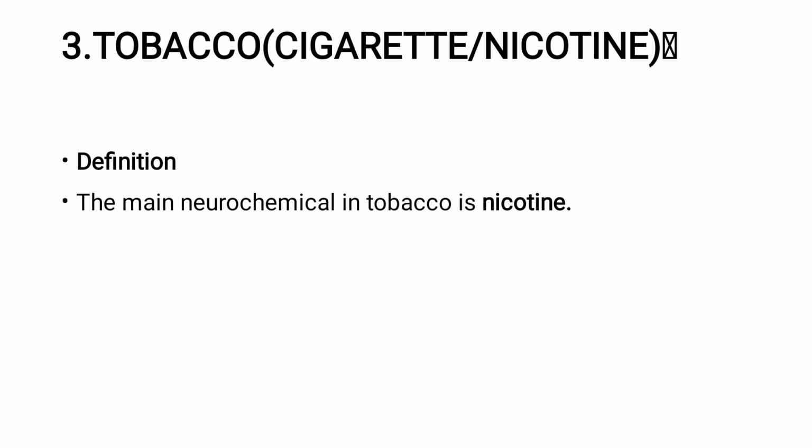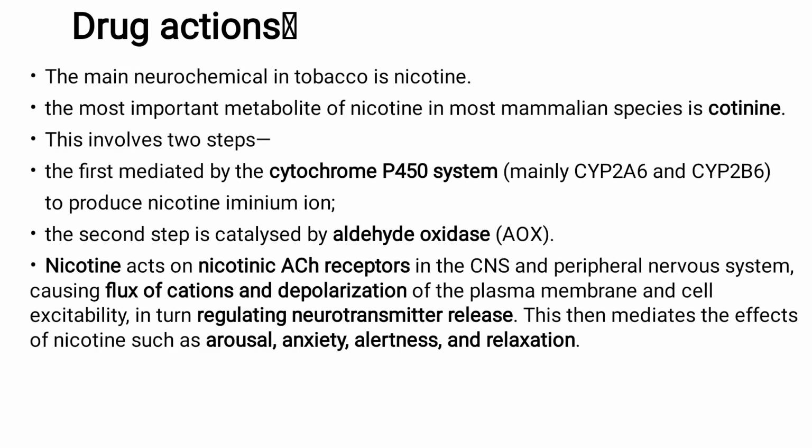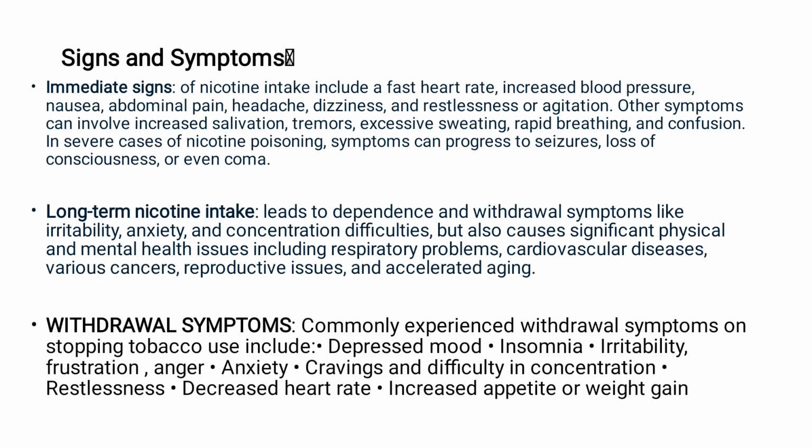3. Tobacco or cigarette or nicotine use. The main neurochemical in tobacco is nicotine. Drug actions. The most important metabolite of nicotine in most mammalian species is cotinine. Drug action includes two steps. The first is mediated by the cytochrome P450 system. The second is catalyzed by aldehyde oxidase.